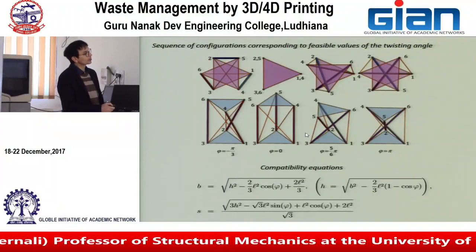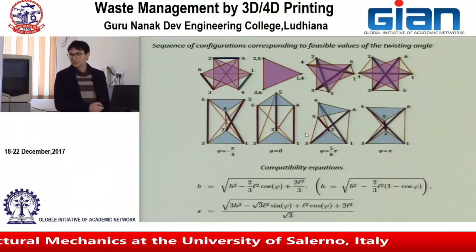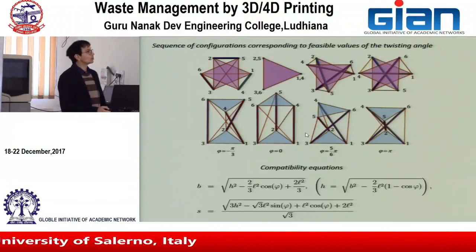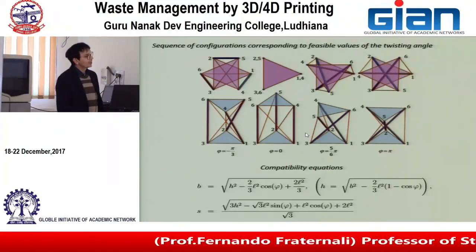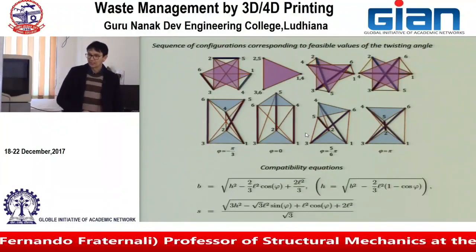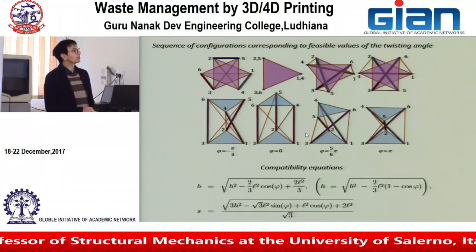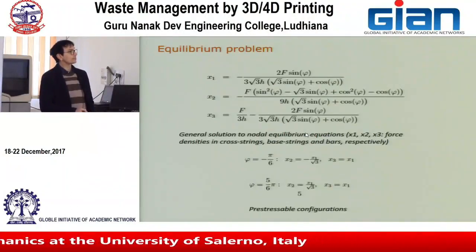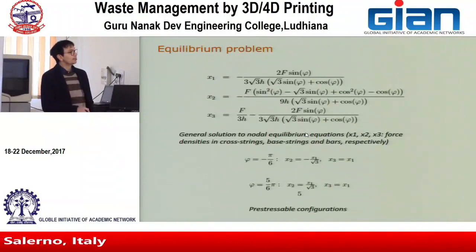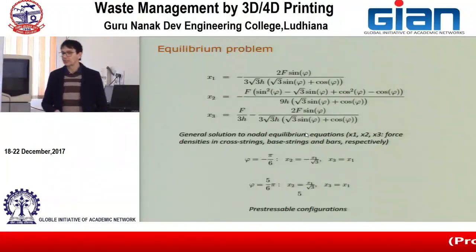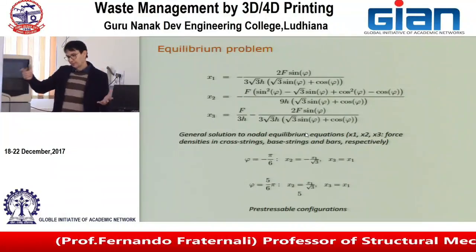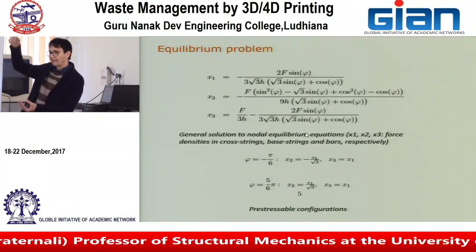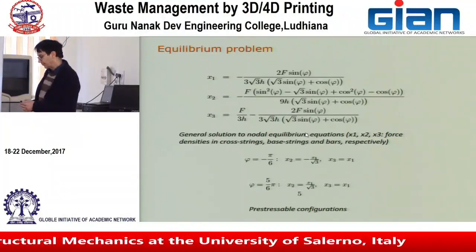This one will be the cross string, the bar, and two base strings. Let's call x1 the forces in the diagonal strings, x2 the forces in the base strings, and x3 the forces in the bars. By solving the equilibrium equations, you obtain a formula for x1, x2, x3 as a function of phi and F. F is the external load applied, assuming that there is an external load, F, vertical.